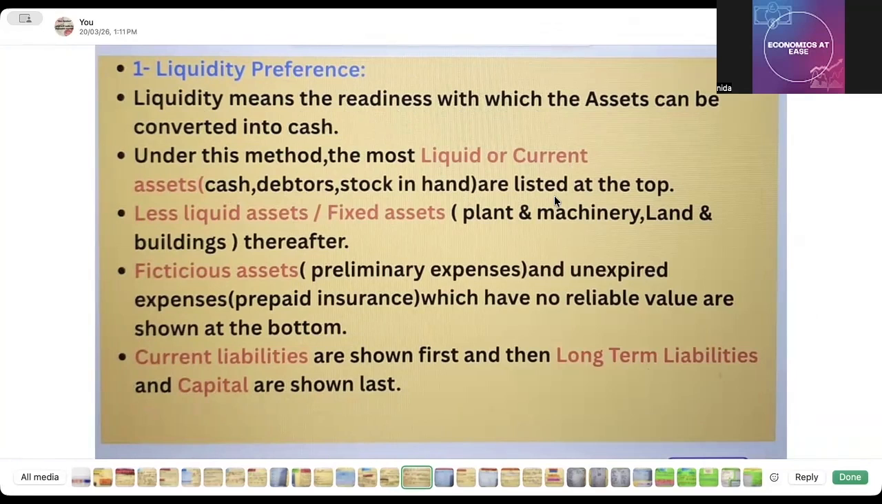are listed at the top. So asset side पे क्या होगा, आपको पहले लिक्विड एसेट्स और करंट एसेट्स हेडिंग डालेंगे, and then you are going to just mention जो भी ट्रायल बैलेंस में आपको दिया होगा, कैश है, डेटर्स है, स्टॉक इन हैंड है, जो भी है वो आप इसको मेंशन करेंगे, right. Then less liquid assets and fixed assets. It is plant and machinery, land. Less liquid assets, less नहीं करना है, मतलब less means ये फिक्स्ड एसेट्स हैं आपके, इनको जल्दी आप कन्वर्ट नहीं करते हैं कैश में.